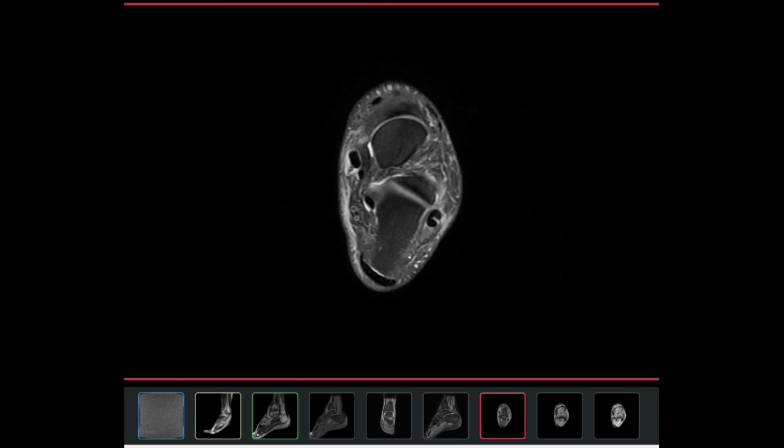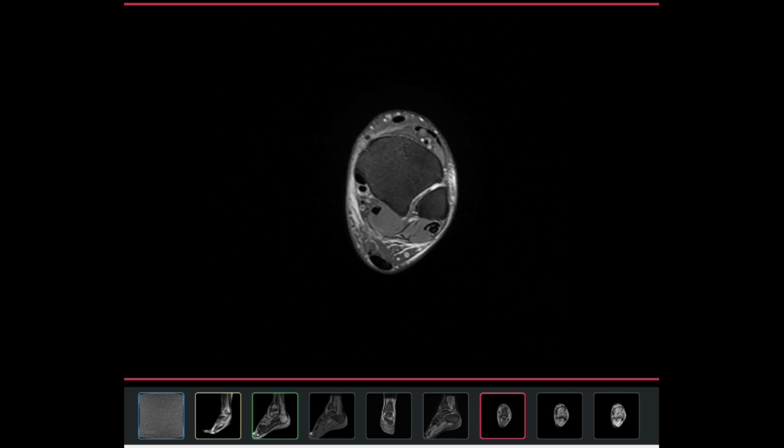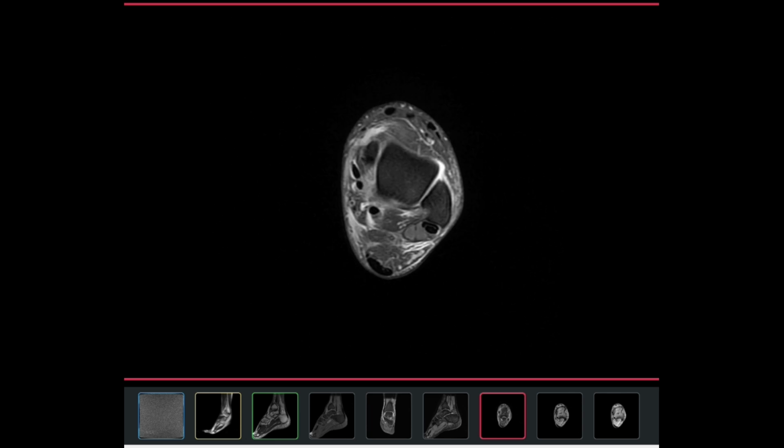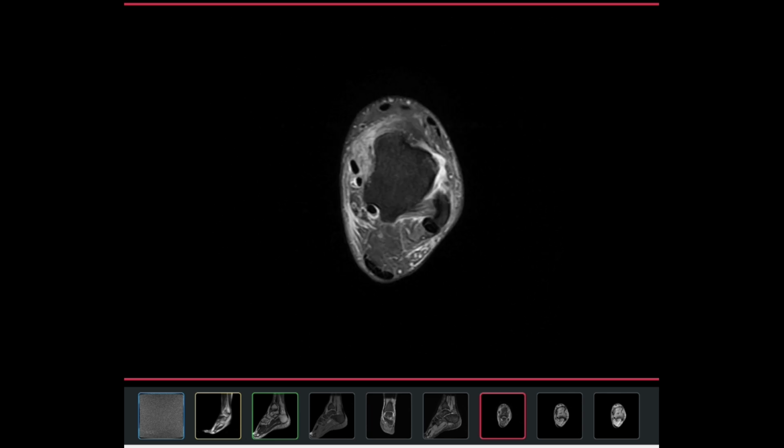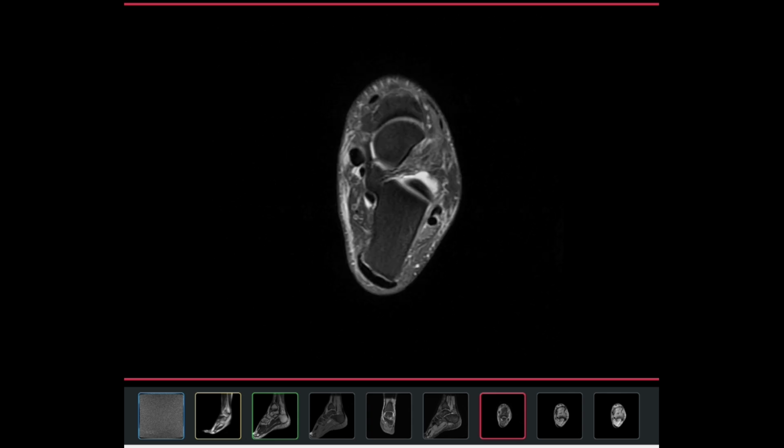This is another case of ankle sprain. So again we will scroll from cranial to caudal. So here we can see again there is complete tear of the anterior talofibular ligament. Posterior talofibular ligament is intact. Calcaneofibular ligament is also intact.